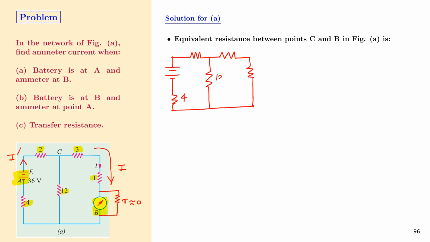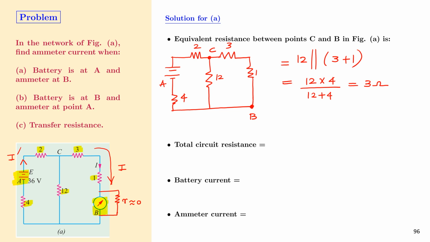4 ohm, 12 ohm, 1 ohm, 3 ohm and 2 ohm. This is point C, A, and this is point B. We'll first calculate the equivalent resistance between points C and B. So between C and B, the 12 ohm resistor is in parallel with a series combination of 3 and 1. Therefore, we can write this as 12 multiplied by 4 divided by 12 plus 4, and this is equal to 3 ohms.